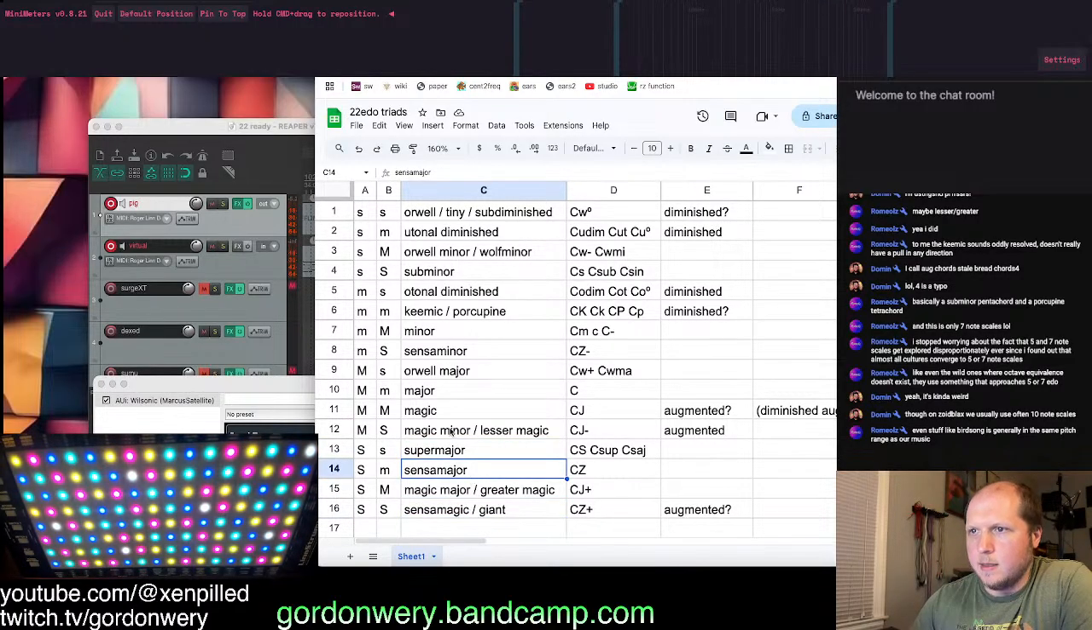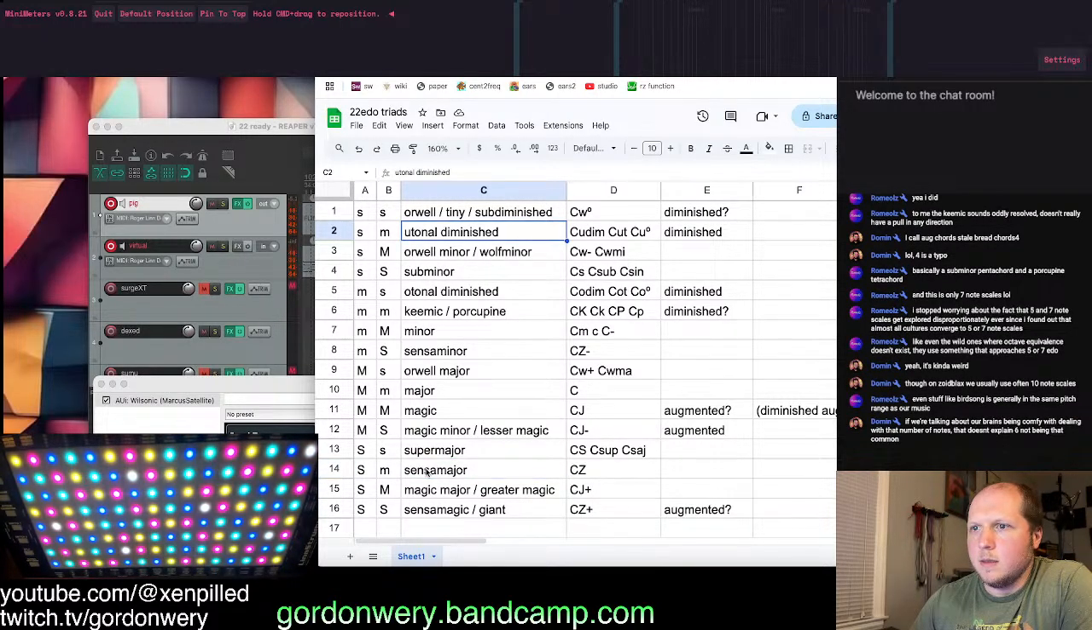I kind of like this system of there being different majors and minors and a sense of magic major, and all that. That's kind of satisfying to me. But I can understand why that could be confusing too. But we're talking about our brains being comfy with dealing with that number of notes. That doesn't explain six not being that common.